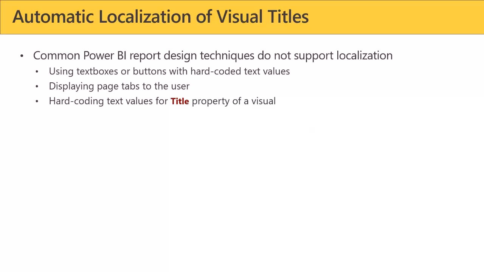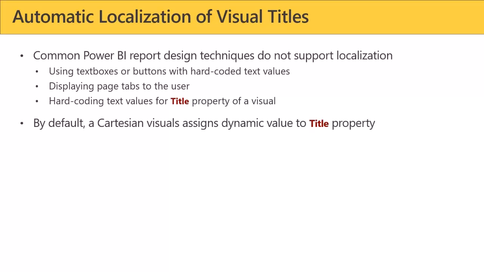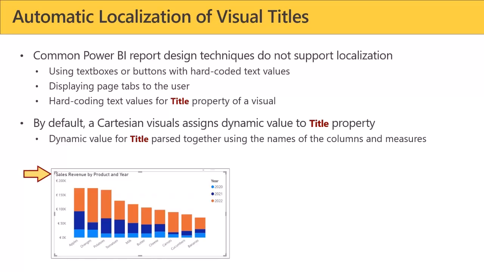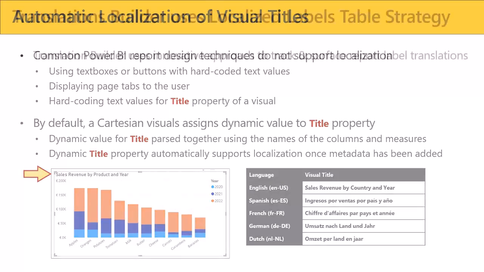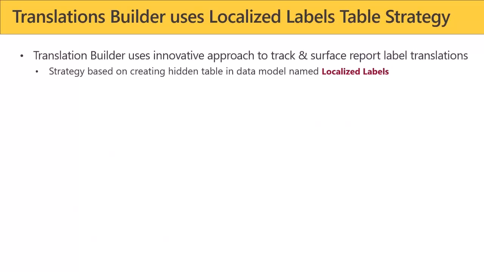So generally we want to hide page tabs from the user, and also avoid hard coding text values for a title property. By default, if you don't touch the title property, let's say I drop sales revenue in one data role and product and year in other data roles. What's really neat is that when you flip to a different language and you have metadata translations, it automatically changes that dynamic title. And once again, once you hard code in a value and replace that dynamic behavior, that's problematic. So what Translation Builder is going to do is add this table.